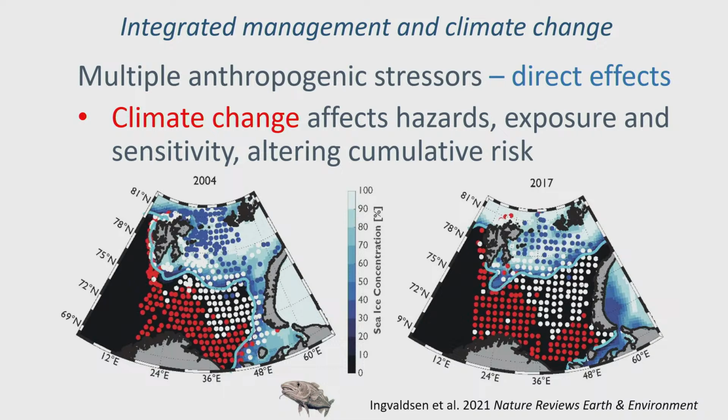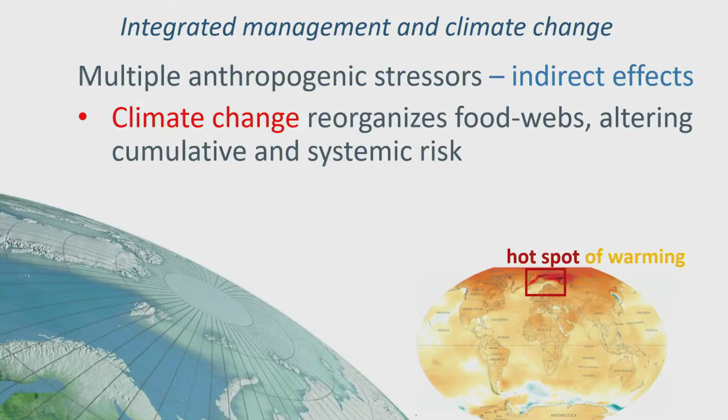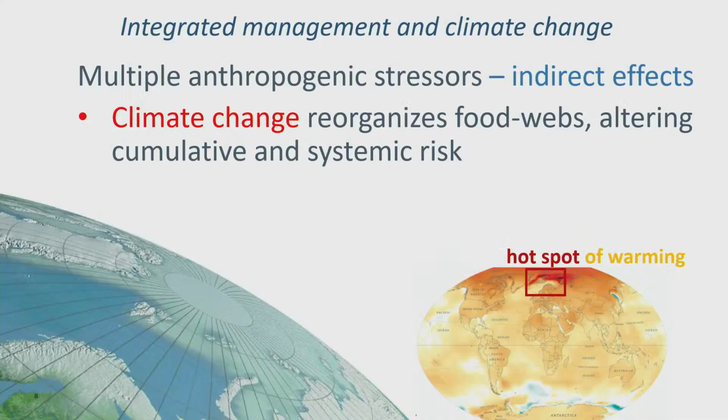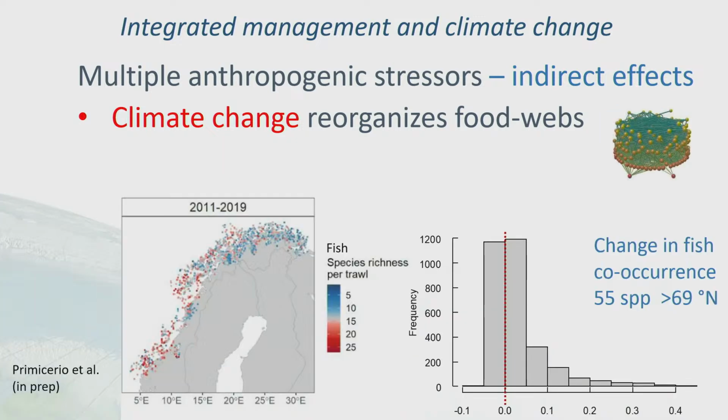And that will affect the indirect effects of multiple stresses. So that's the next topic. Climate change reorganizes the food webs in our systems. By so doing, it alters the cumulative risk. So there is a compounding of the risk, but it also modifies what is called a systemic risk. So it changes the structure of an ecosystem and changes to what extent that ecosystem is prone to the pressures from human activities, for example. And these two topics we'll discuss more in depth now.